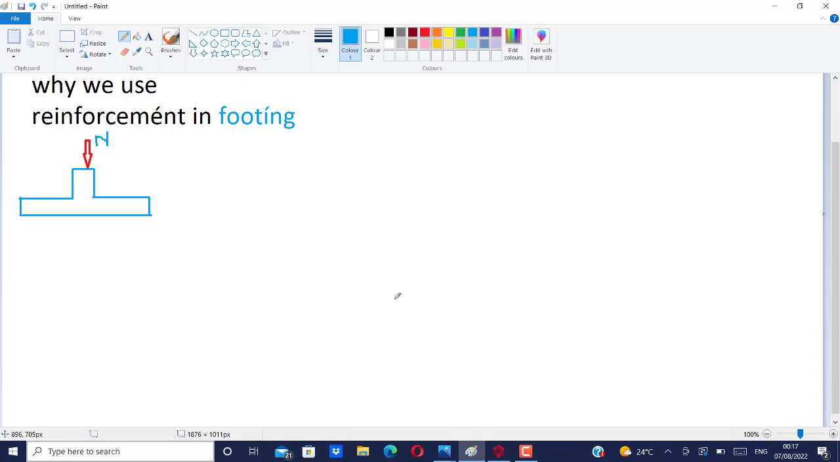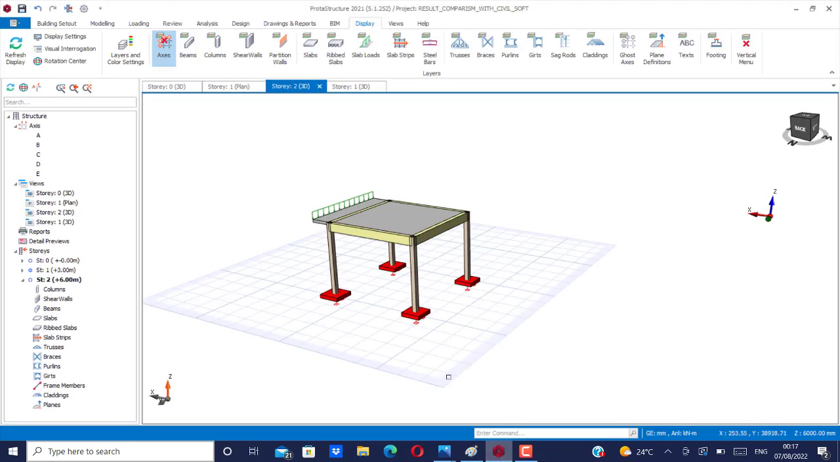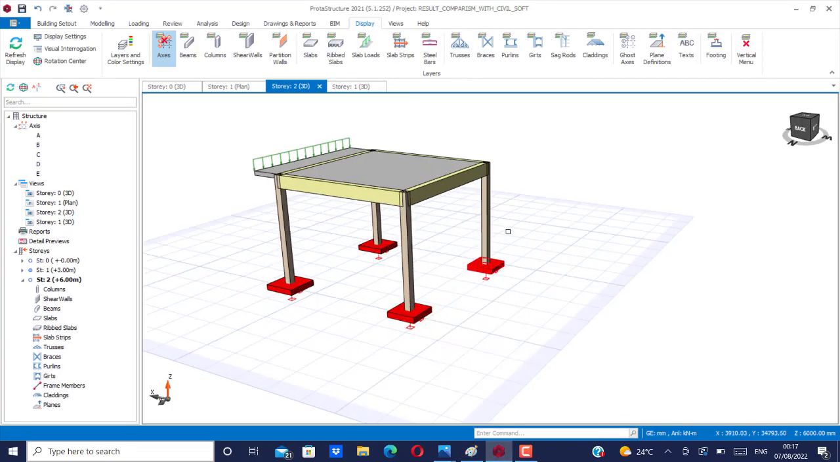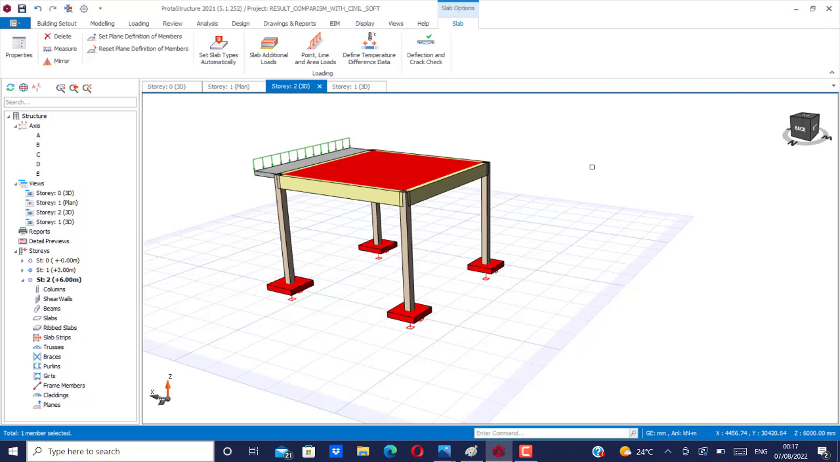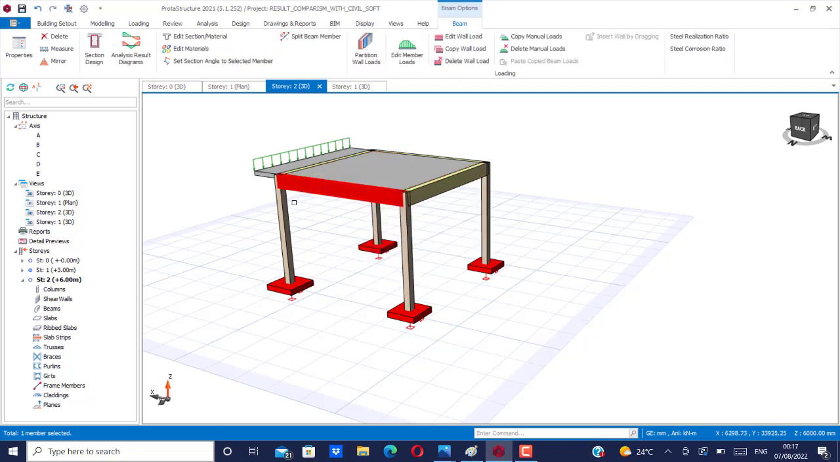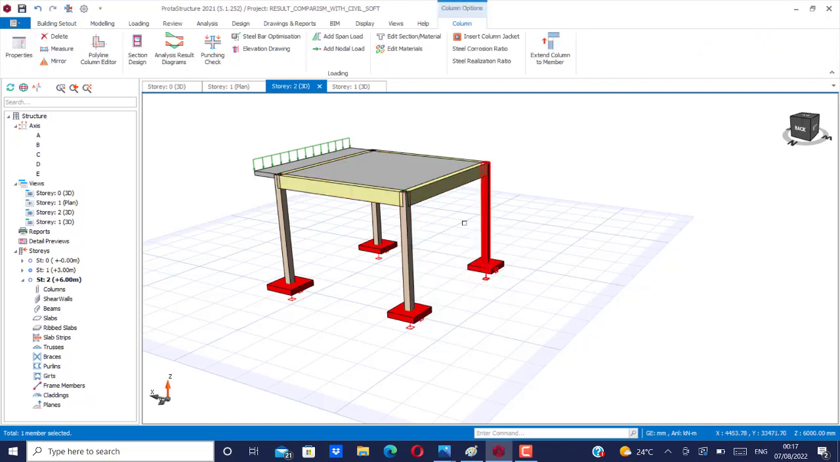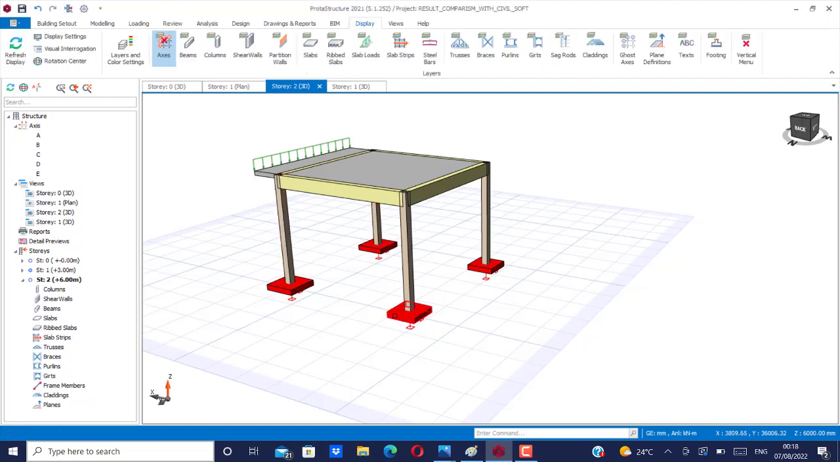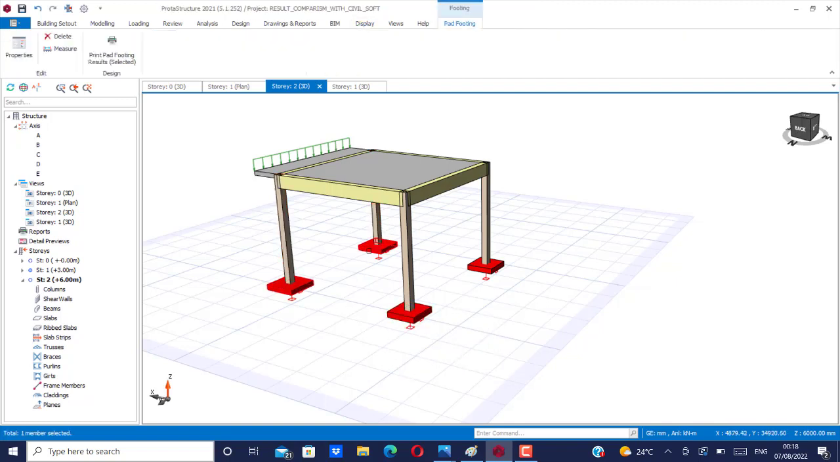And I will be explaining using this model from Proto structure, which I have modeled. This is slab. What you have here, let me select it, is your slab, and this is your beam. We have them round, and this is our columns. These ones are our columns. Then these ones are our footings.